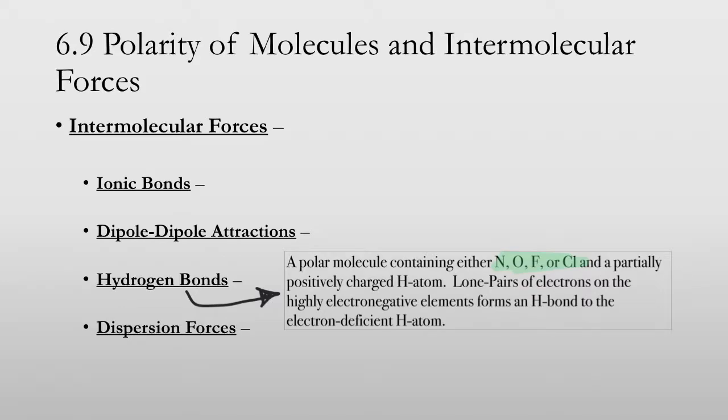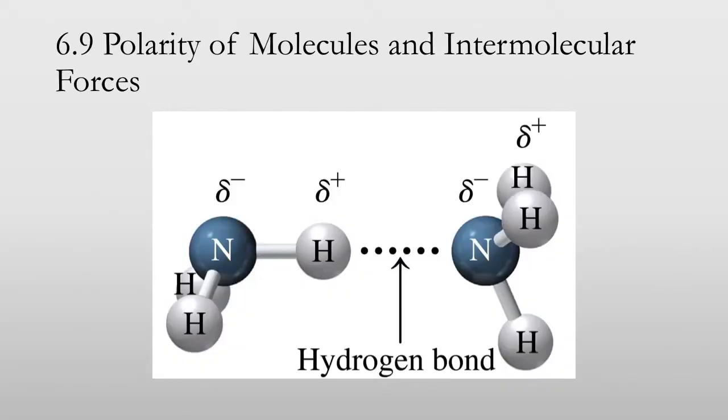Lone pairs of electrons on the highly electronegative elements form an H bond to the electron-deficient hydrogen atom. And so you can see that right here. This is ammonia. You have a partially negatively charged nitrogen atom, and you have the partially positively charged hydrogen atom bonded to that nitrogen. Ammonia has a lone pair on the nitrogen.